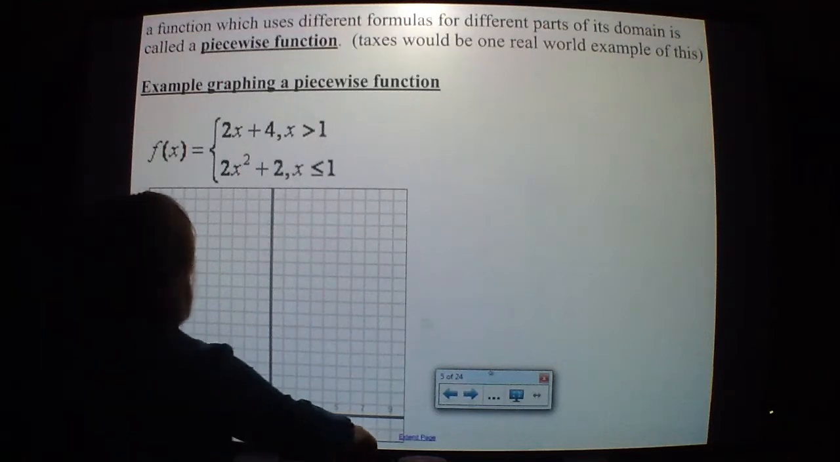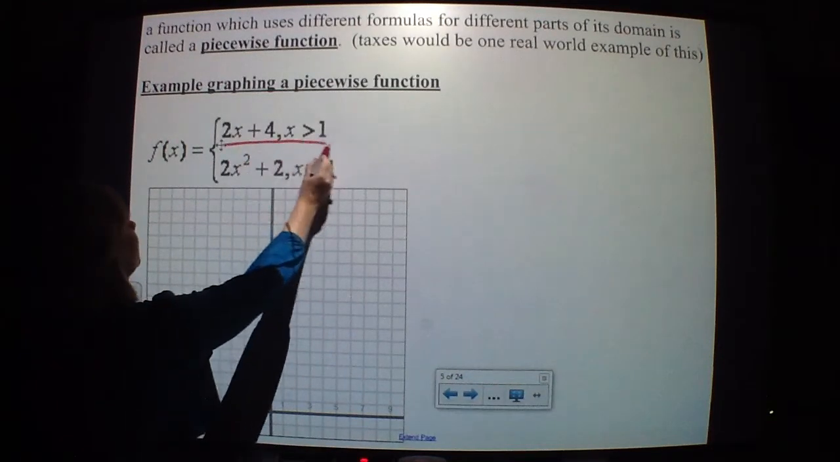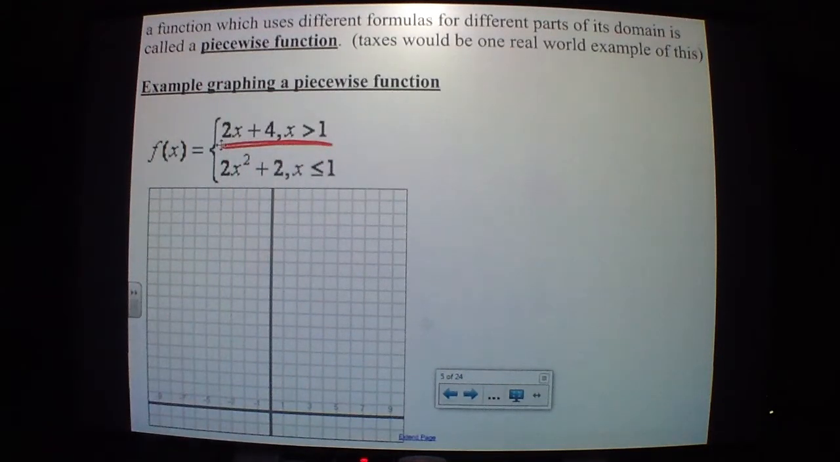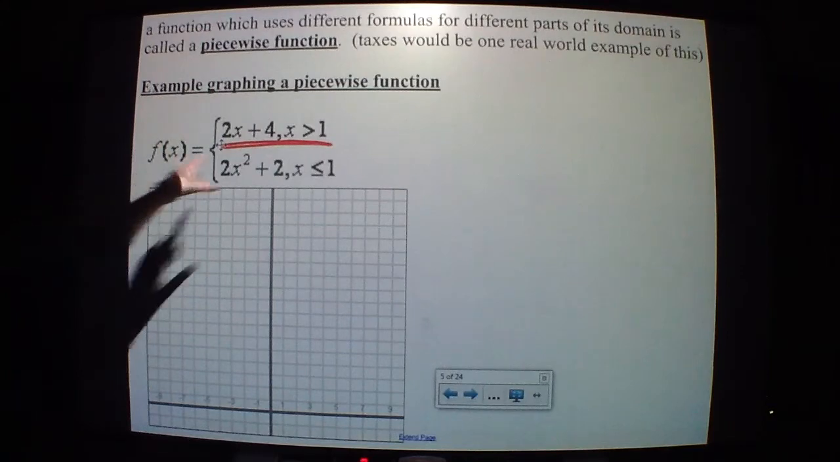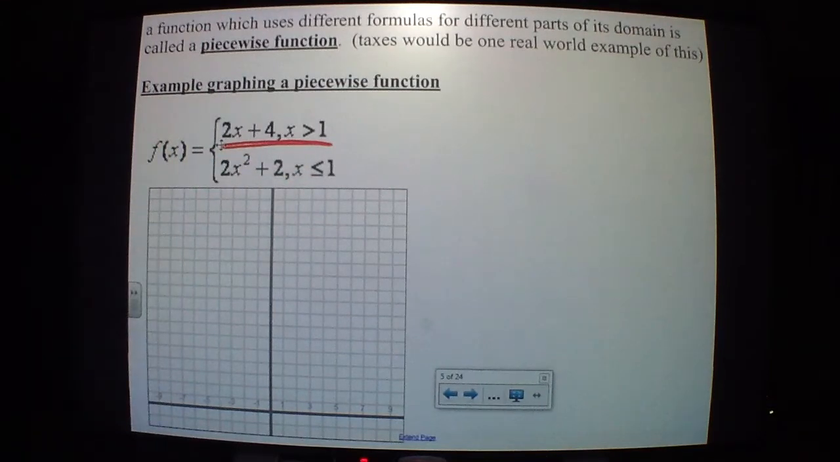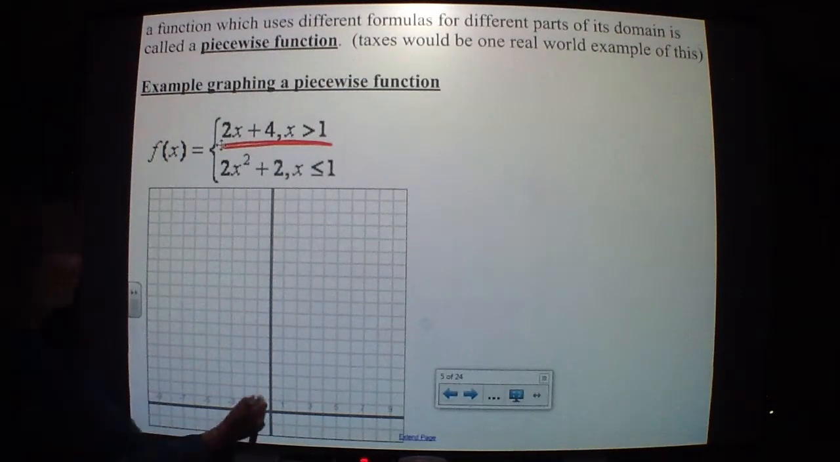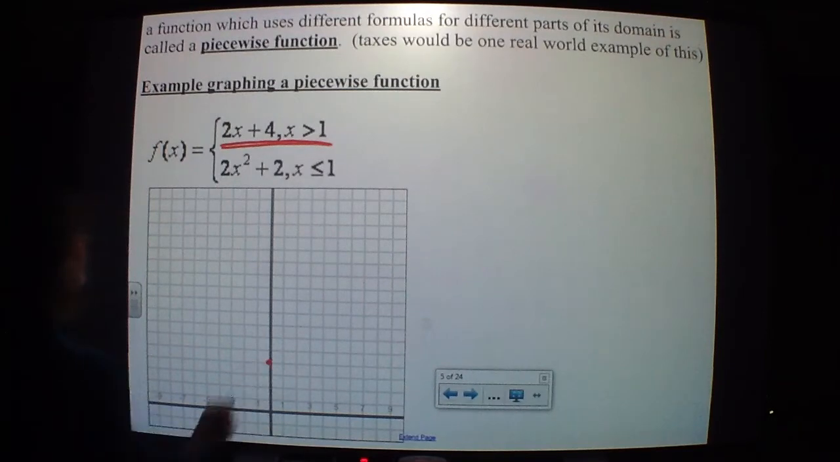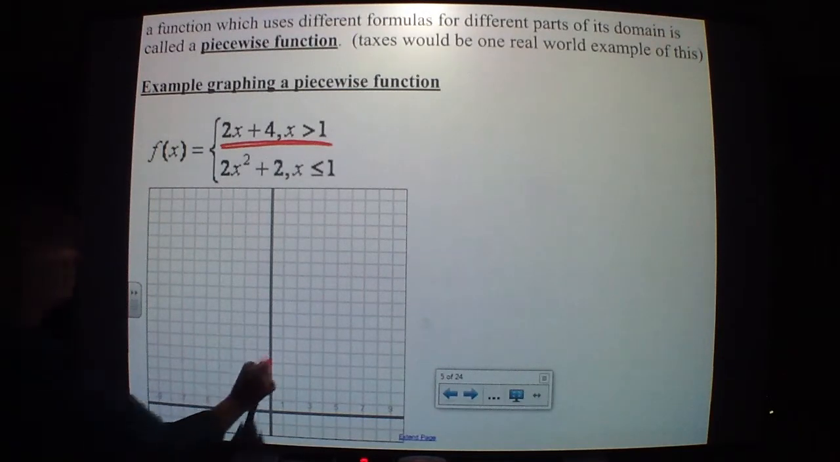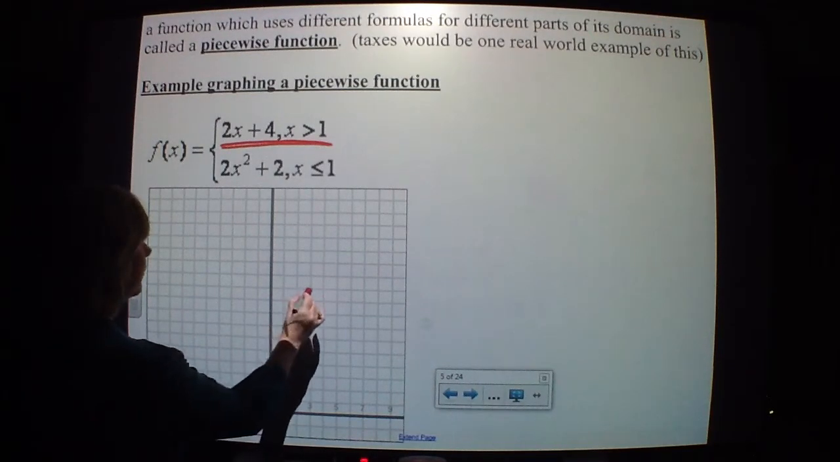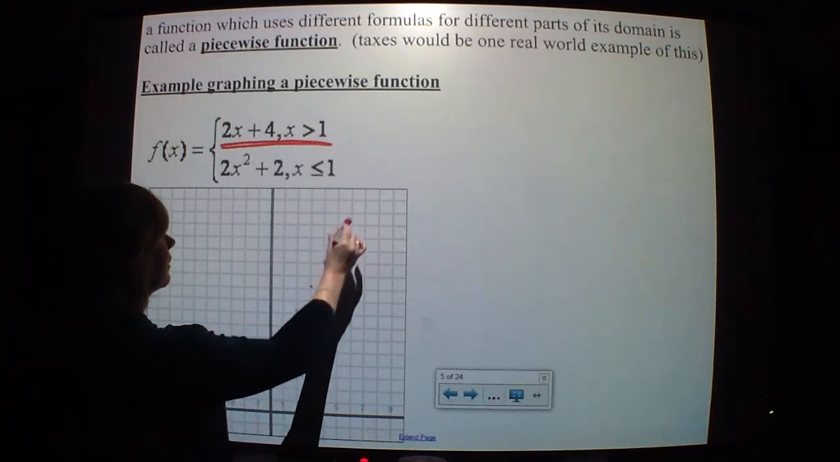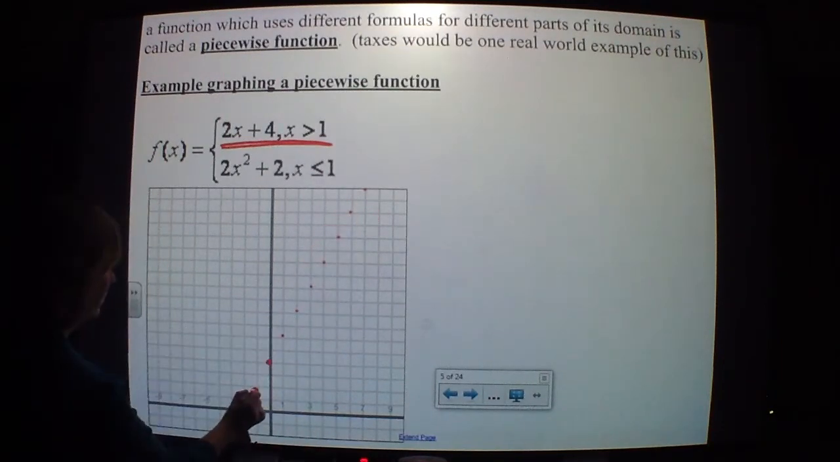So the first thing I'm going to do is graph this. I'm going to first draw it as a dotted line on the whole thing and then just show you what this part of the graph is. If I were going to graph it, I'd do a y-intercept of 4 and a slope of 2. Rise over run, rise over run, rise over run. Here's my slope of 2. So that's what the line would look like.